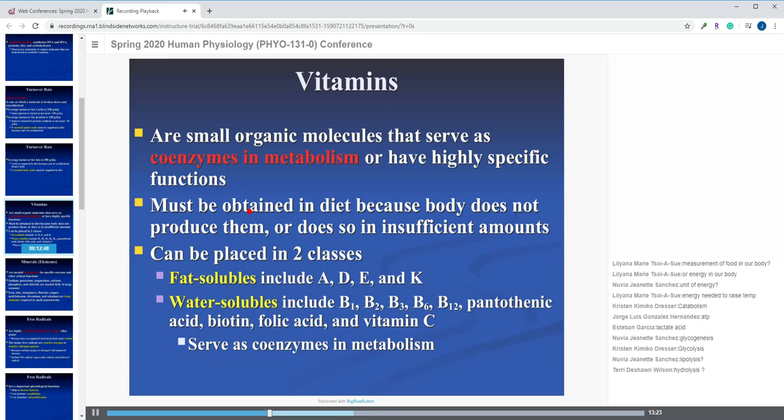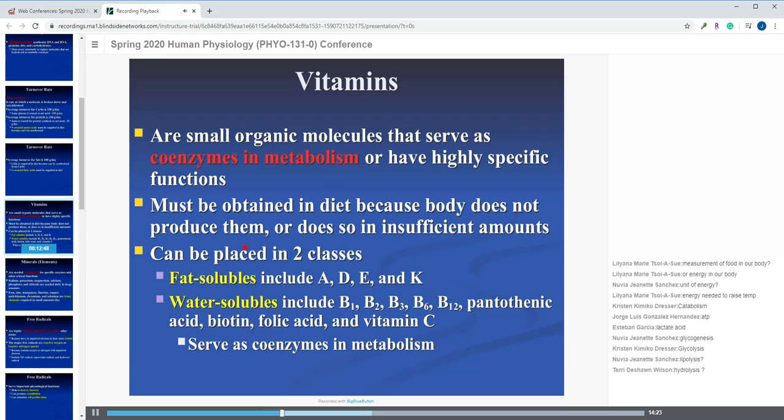When we studied the digestive system, remember the colon has bacterial cells, and these bacterial cells produce some of the vitamins that get absorbed in the large intestine, such as biotin, folic acid, vitamin B12, and vitamin K. There are other vitamins which we have to get through the diet, because the body does not produce them, or produces them in small amounts which are not sufficient.